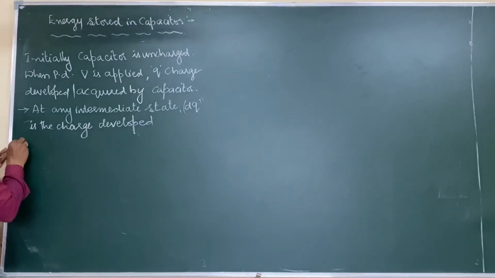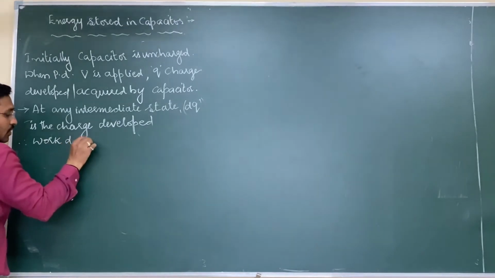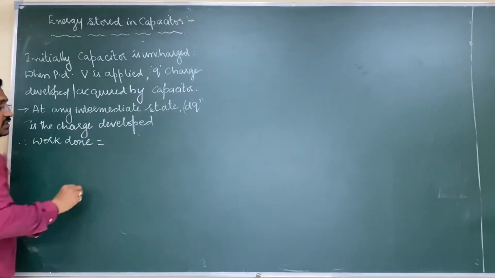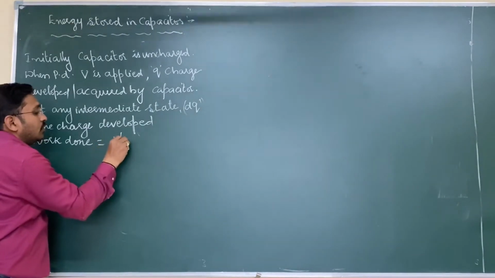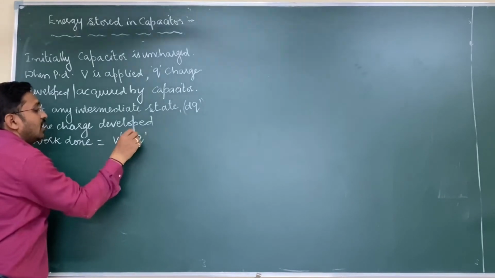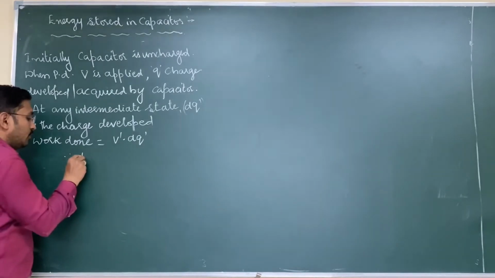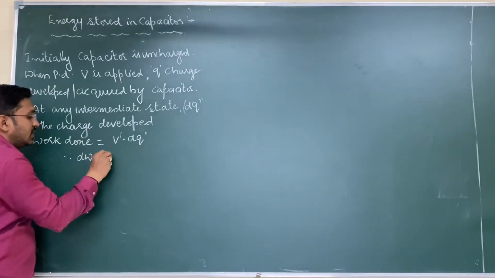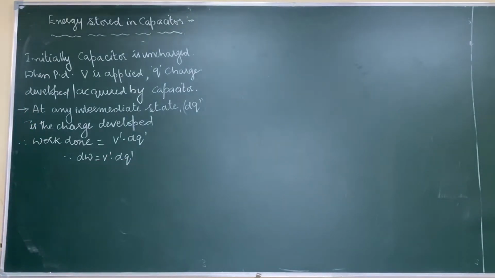Okay, therefore work done for this, you know that work done is equal to charge into potential. Take that potential as v dash, and take that charge developed as dq dash. Therefore dw is v dash into dq dash. Okay, that is going to be v dash into dq dash.